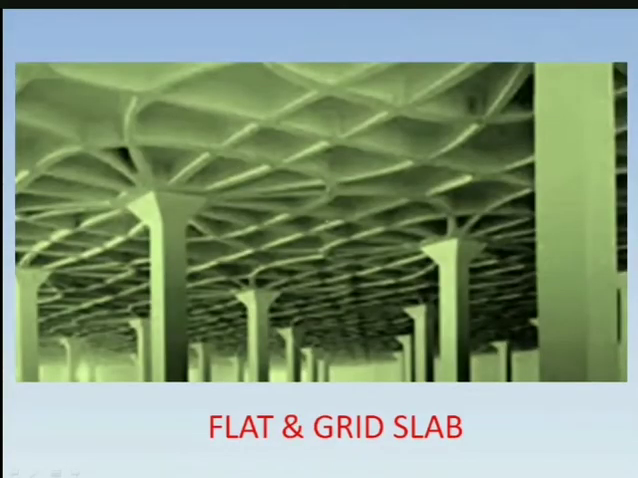Then we have one combination where we have a flat slab plus grid slab. Airports and the like have such structures. Then we have the grid also given in a shape. Again, this is resting on this column head. There are no beams. So this is an example of flat and grid slab combined. Imagine how beautiful it would be designing such structures.